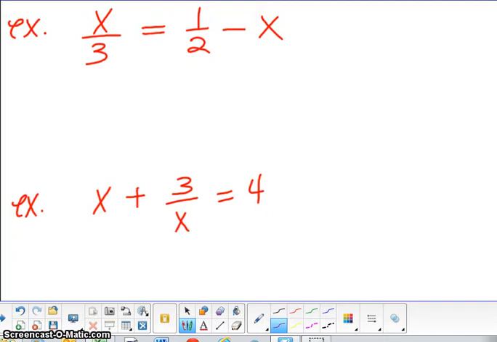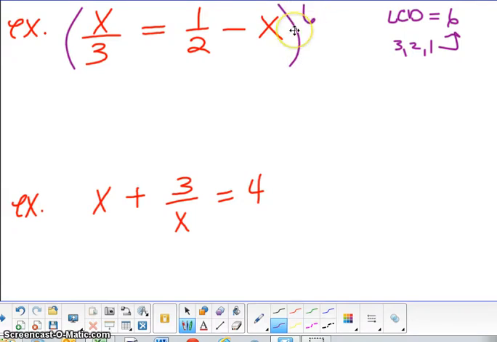Example 1. The least common denominator for this one equals 6, because we have a denominator of 3, 2, and an invisible 1 underneath the x. Alright, and I multiply all those together and I get 6. Sometimes that works, sometimes you can get a lower number than that. So I'm going to multiply by 6.